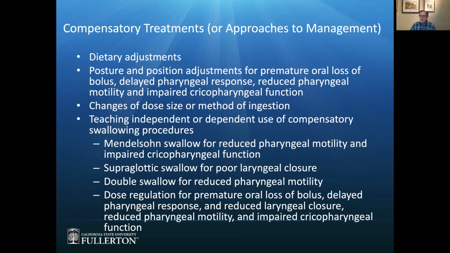And what's that for? Reduced pharyngeal motility and impaired cricopharyngeal dysfunction. The idea is to try to intensify that phase of the swallow to get material through the UES.